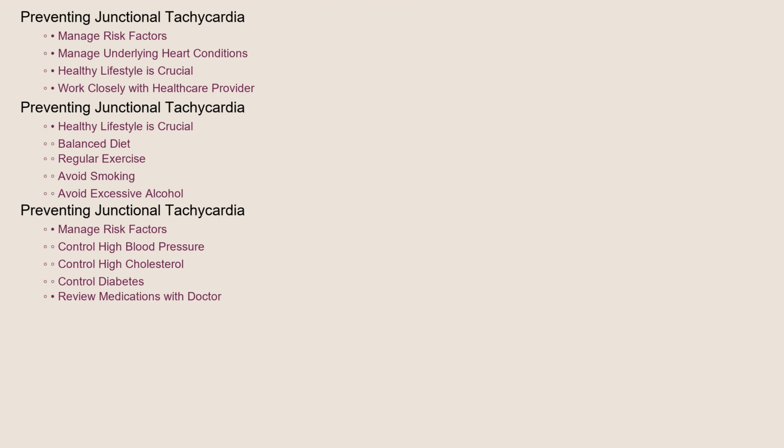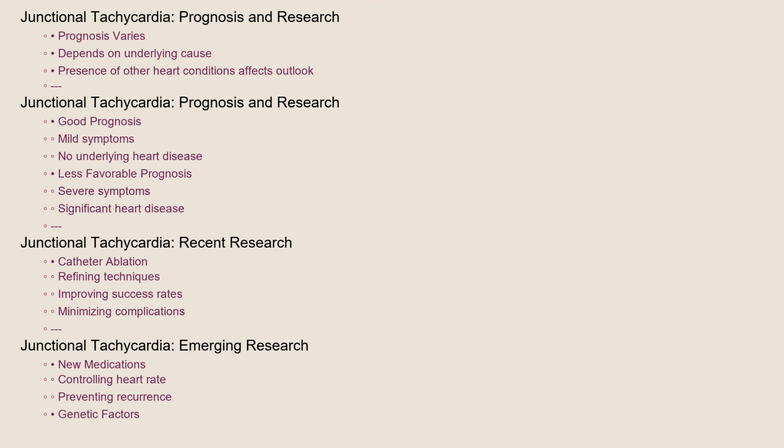Preventing junctional tachycardia primarily involves managing risk factors and underlying heart conditions. Maintaining a healthy lifestyle, including a balanced diet, regular exercise, and avoiding smoking and excessive alcohol consumption, is crucial. Controlling high blood pressure, high cholesterol, and diabetes can also significantly reduce the risk. Working closely with your healthcare provider to manage any existing heart conditions and to review medications that could potentially trigger arrhythmias is essential.